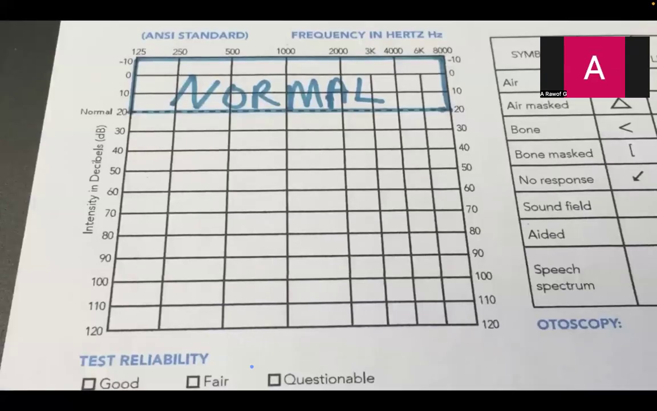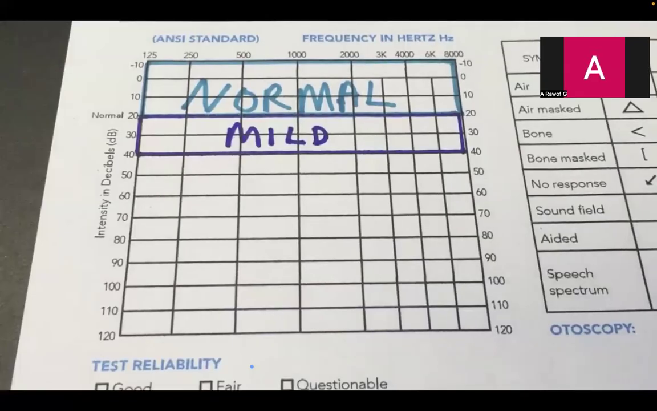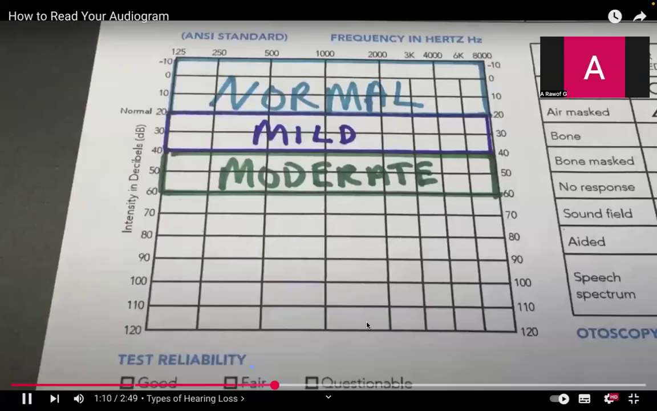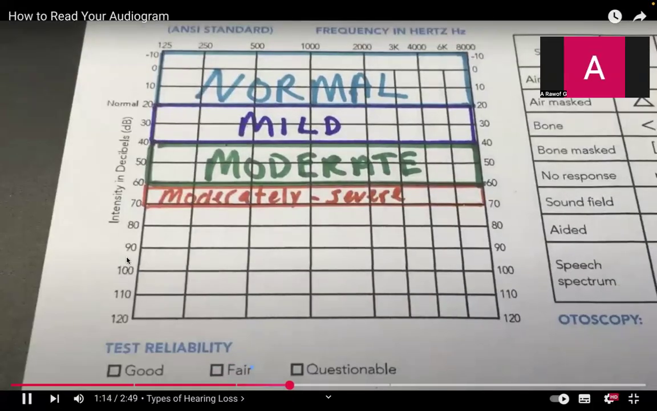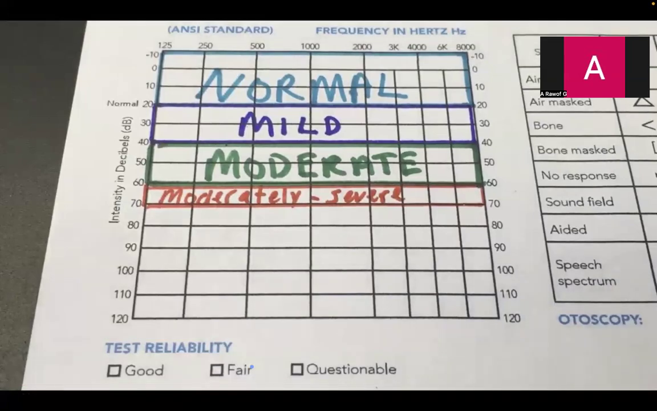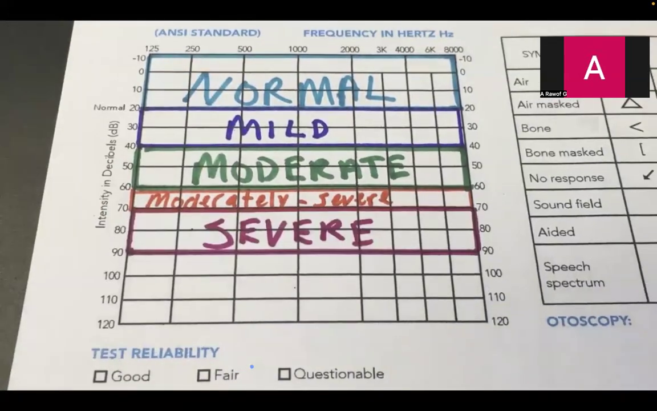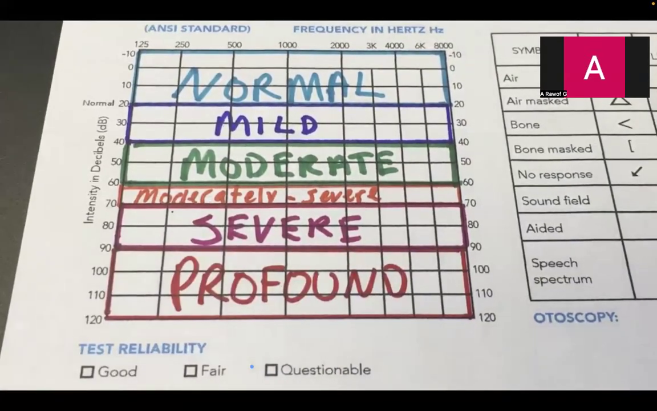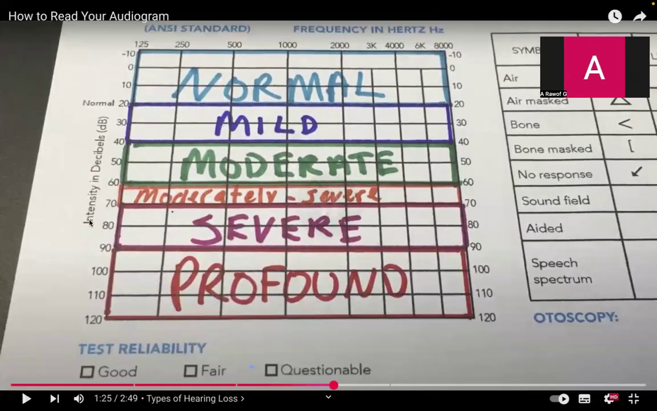These are the different degrees of hearing loss, the first being normal hearing. This area would be considered a mild hearing loss. The area in green would be considered a moderate hearing loss. In the small orange area, we have a moderately severe hearing loss. In the burgundy color, we have what we call a severe hearing loss. And finally, in the red, we have profound hearing loss.